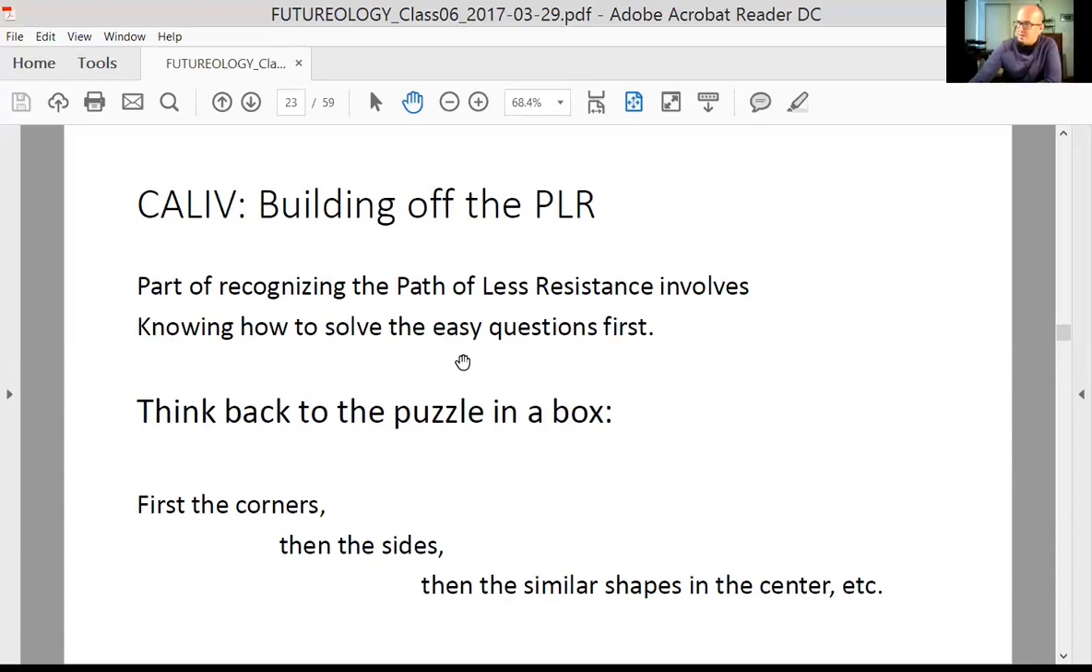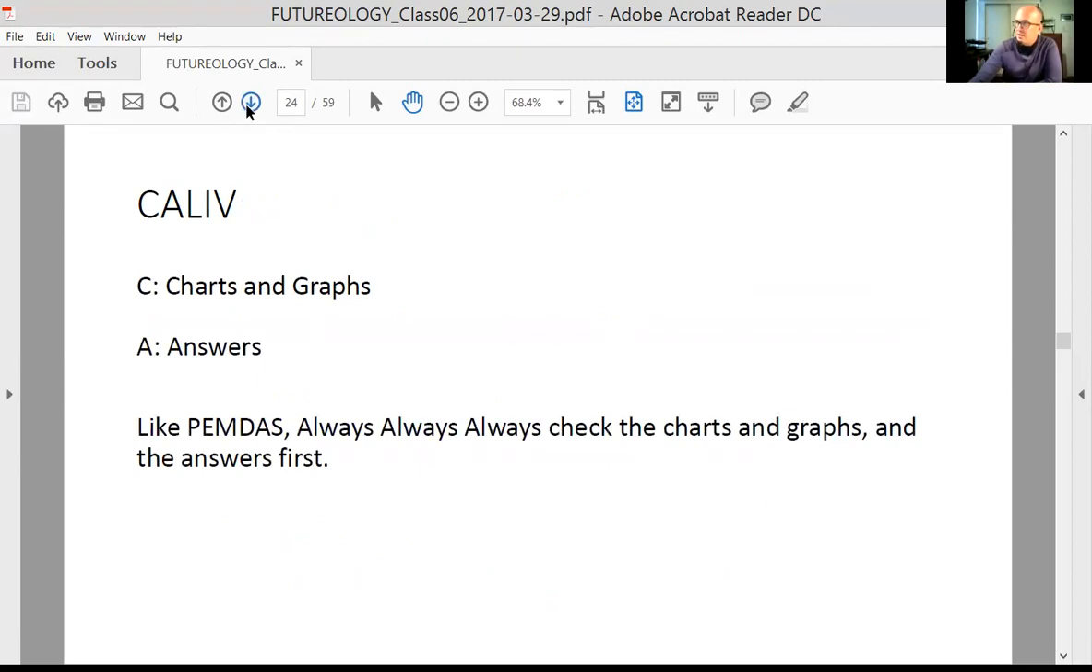So we need to be able to identify the easy questions, and we need to be able to use the least amount of information to solve them. Think back to the puzzle in the box. What we did with the puzzle in the box was first look at the corners, line them up, then we lined up the sides and connected them, and then we would look for similar shapes in the center, like a moon or whatever happens to be a cluster around some sort of drawing or shape in the puzzle. We can use the same kind of thinking when we look at the questions on the ACT science.